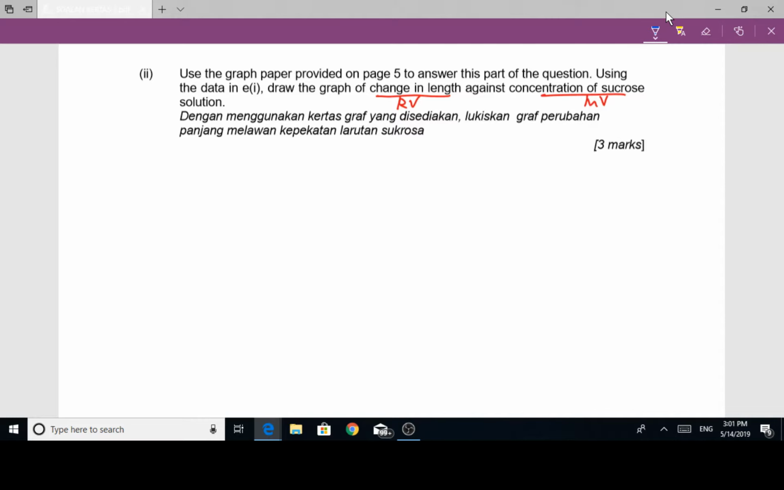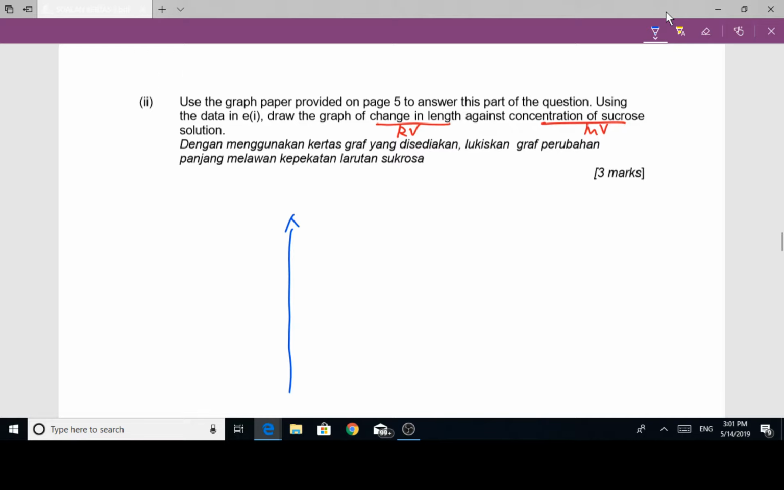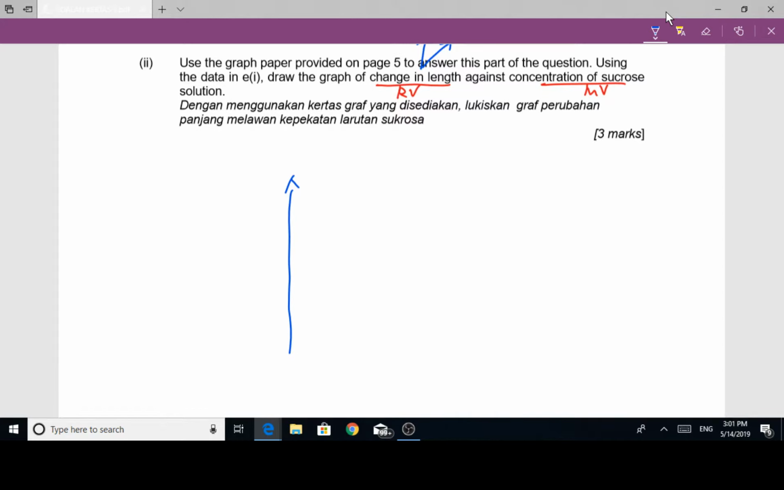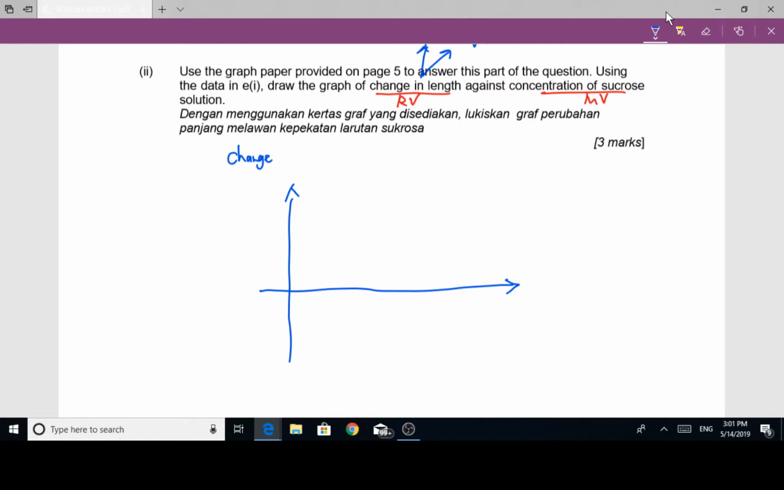So I'm just going to sketch it out. Since the change in the length has two parts here, one is positive values, the other one is negative values, I have to divide my graph into two parts here. This is the RV, change in length, and remember to put the unit here, which is measured in centimeter, and this is concentration of sucrose solution, which is measured in mole per decimeter cube. So we start from 0, which is distilled water.